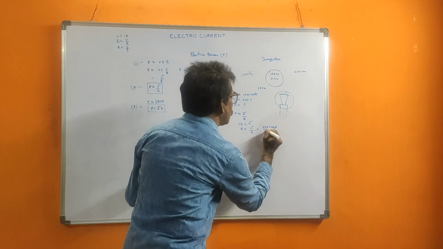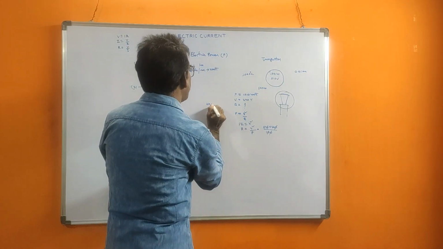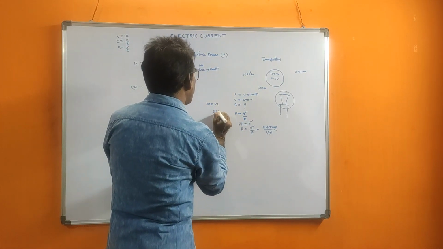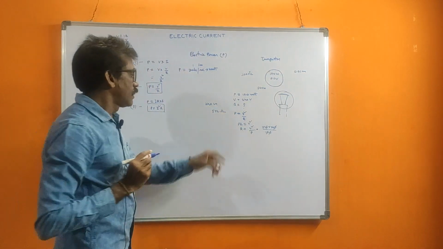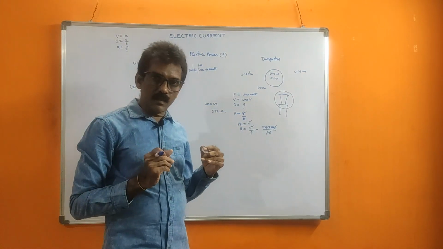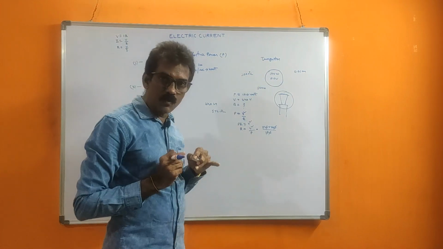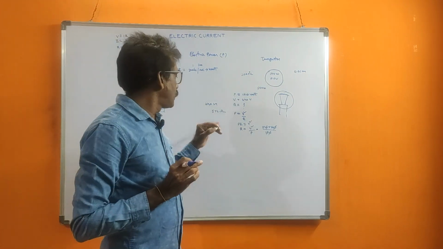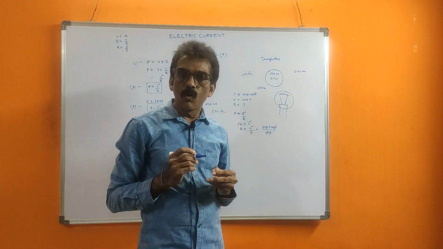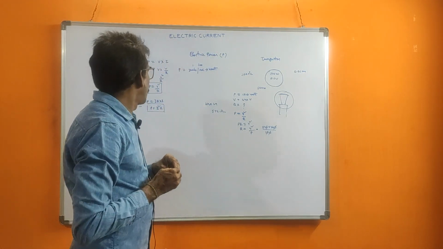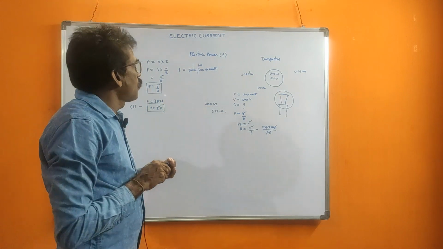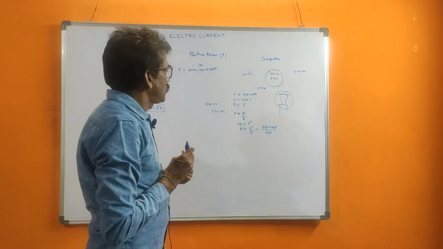Cancelling the zeros, 24 into 24 is 576. This is the resistance, with the ohms symbol. So the filament resistance of a 100 watt bulb is 576 ohms. Like that we can calculate the resistance by using this formula. Now this is about wattage.